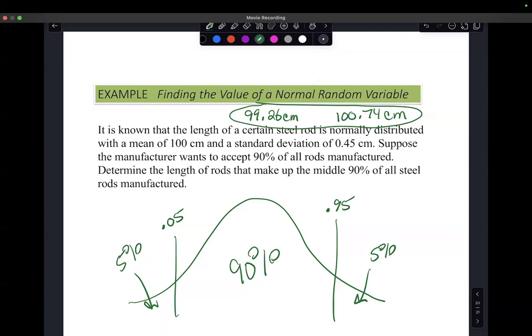Okay, so then you're just finding the range. The answer essentially was finding the range of lengths that the manufacturer would accept, between the low length, the 99.26, and the 100.74. Right. Exactly. Perfect.